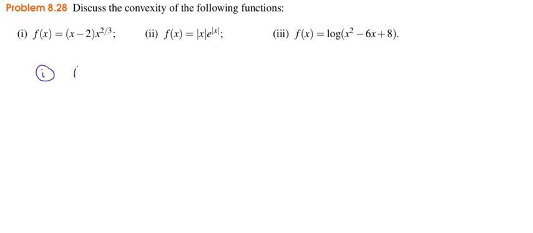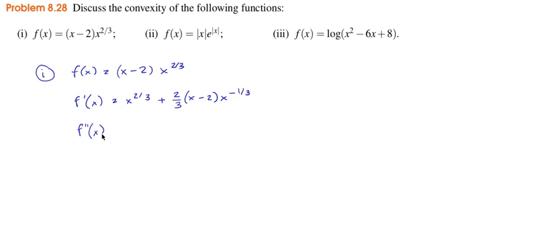So f is (x minus 2) times x to the 2/3. The first derivative of this is x to the 2/3 plus 2/3 of (x minus 2) times x to the minus 1/3. And the second derivative is going to be 2/3 times x to the minus 1/3 plus 2/3 of x to the minus 1/3, or in other words 4/3 of this. Let me rewrite it: 4/3, and then the derivative of this is minus 2/9 times (x minus 2) times x to the minus 4/3.